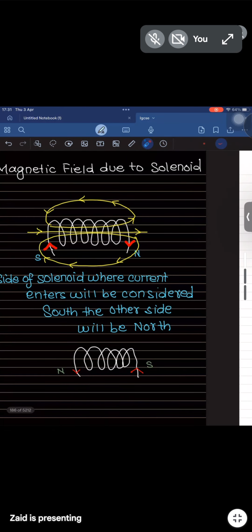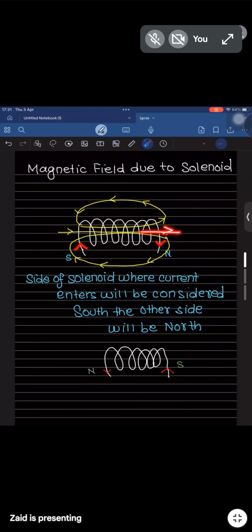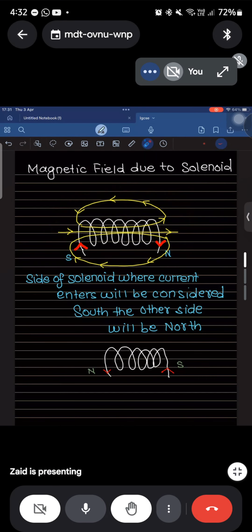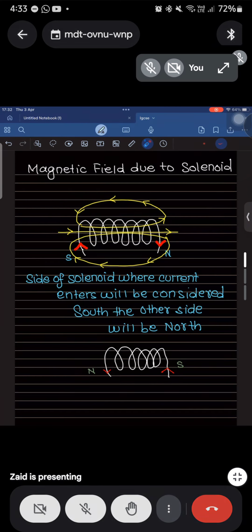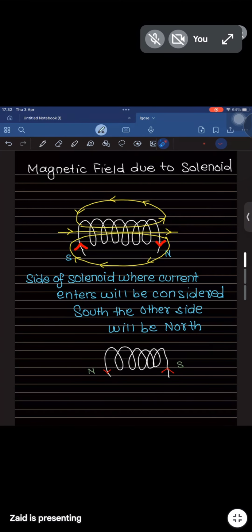Basically, this is the thing. This is your north. It's actually going like this. Getting? Okay. You can draw more lines, even more lines if you want. So you're going to put the arrows away from north and towards south. Is this clear?